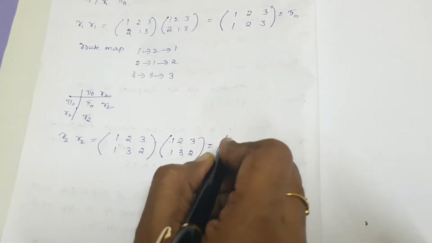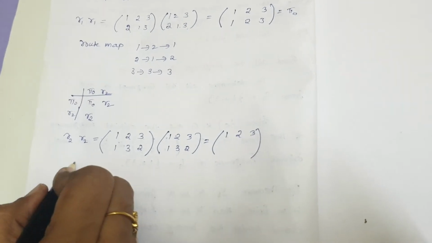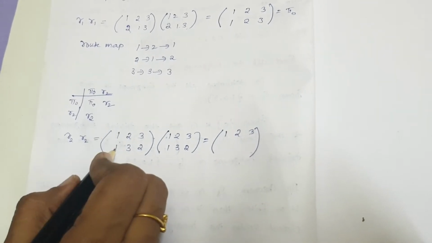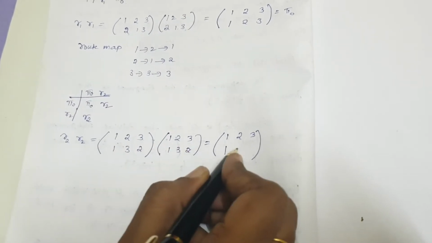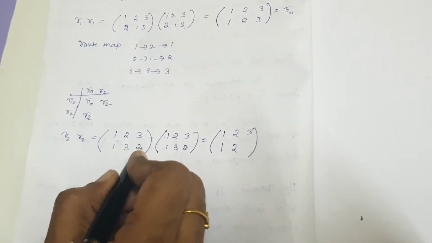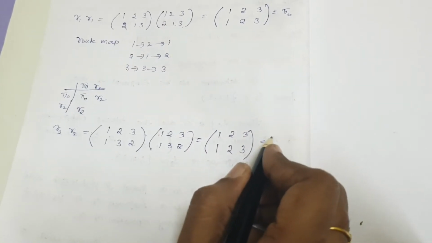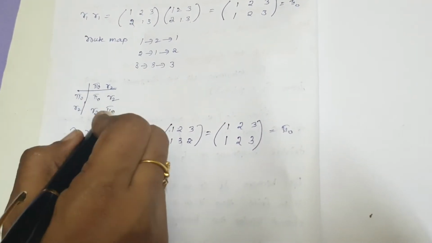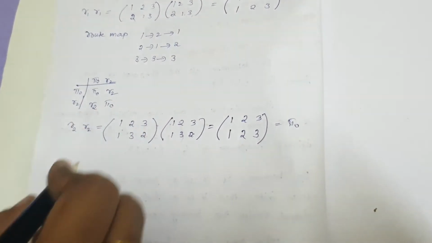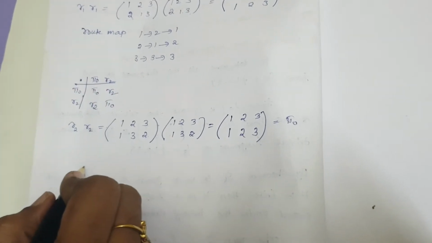The result: first row is same, 1, 2, 3, only the second row varies. So here the mapping is 1 to 1, 1 to 1. Next 2 to 3, 3 to 2. Third one 3 to 2, 2 to 3. So which is nothing but 1 to 3. 1 to 3 means the answer is pi naught. So R2 into R2 value is pi naught. Next I consider with respect to dot multiplication operator.